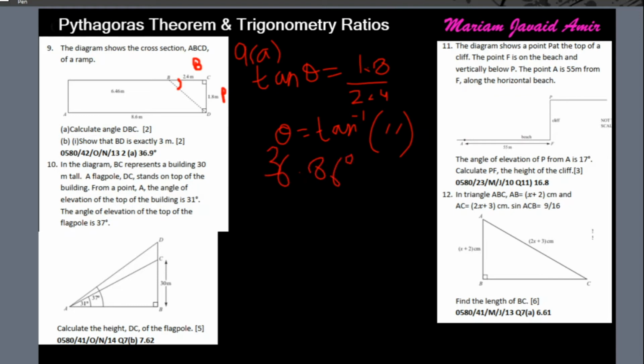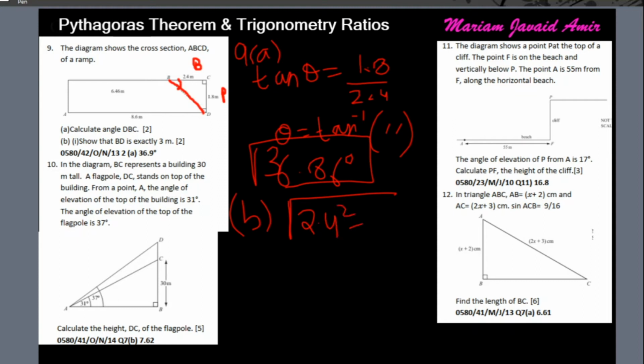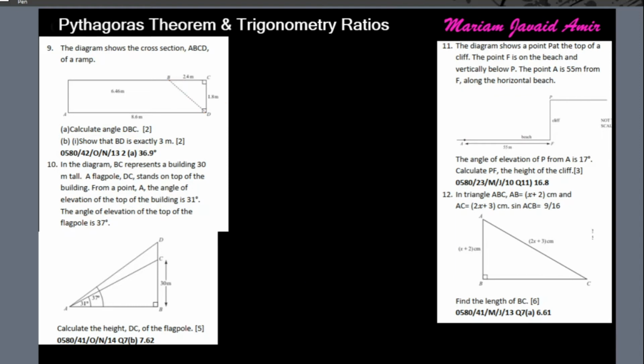Show that BD equals 3. BD should be equal to 3. For that we'll simply apply Pythagoras theorem. Under root 2.4 squared plus 1.8 squared, and this would give 3, hopefully. 2.4 squared plus 1.8 squared, under root of the answer, which is 3. Yes.